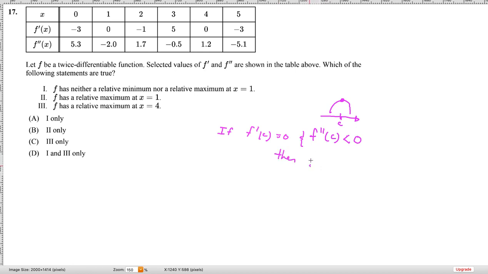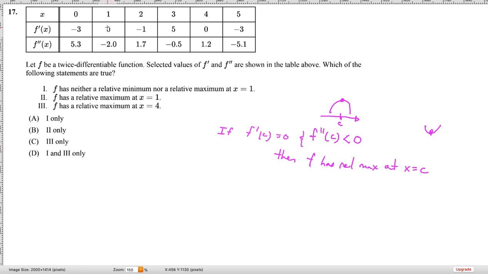f has a relative max at x equals c. And if the second derivative were positive, then it would be concave up, and then this would be a relative minimum, and we would switch it around. So this is one case, right?